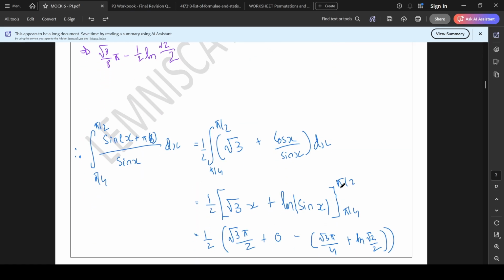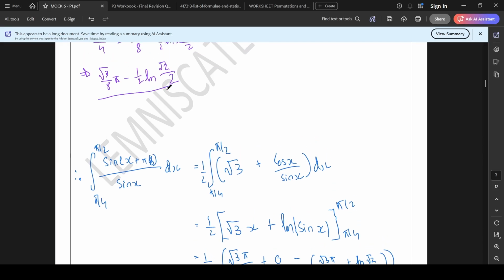And then just like the previous questions, you can use your calc and check if this is correct or not. I have already checked it. This is the correct answer over here for us.